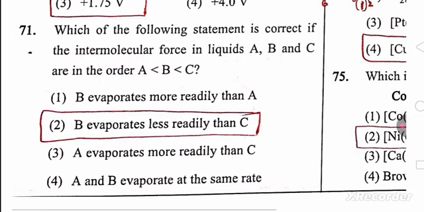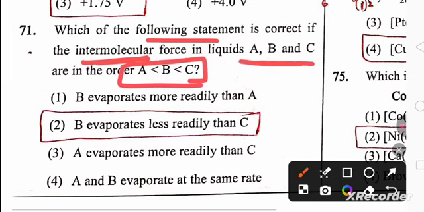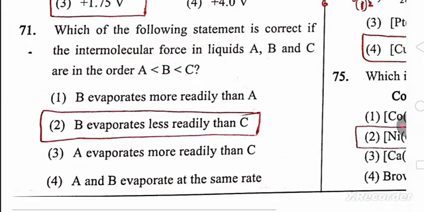The next question is very easy, related to chemical bonding. Which of the following statements is correct if the intermolecular force of the liquids A, B, C is in this order? As you can see, the intermolecular force in C is very high compared to A and B. So we need to find out the correct statement. The correct statement is B evaporates less readily than C.